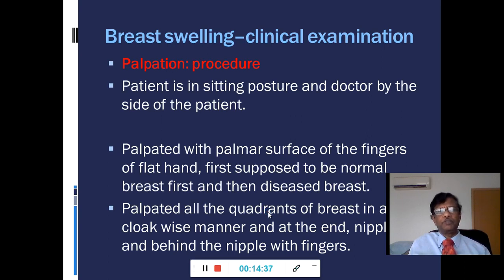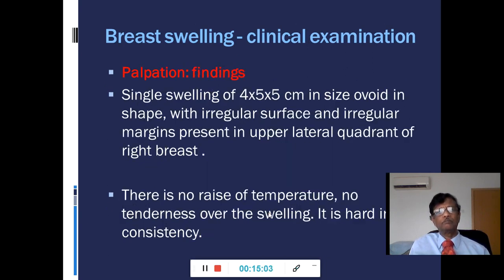So proceed with the palpation. Palpation. Patient is in sitting posture and the doctor is by the side of the patient. Palpated with the palmar surface of the fingers of the flat hand. First the normal breast and then the diseased breast. Palpated all the quadrants of the breast in a clockwise manner and at the end the nipple and behind the nipple with fingers. Palpation findings. Single swelling 4 into 5 into 5 centimeters in size, ovoid in shape with irregular surface and irregular margins, present in the upper lateral quadrant of right breast.